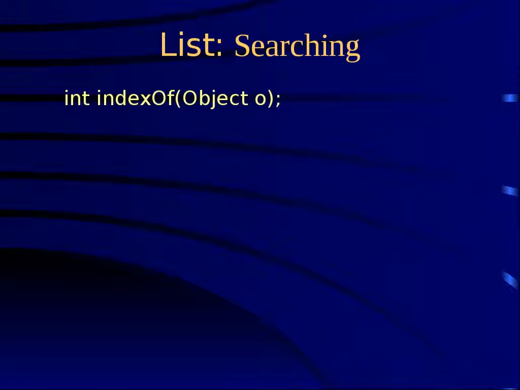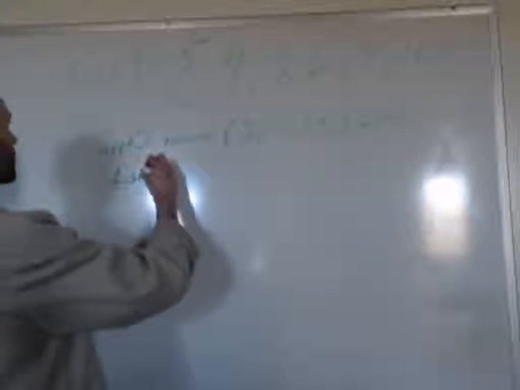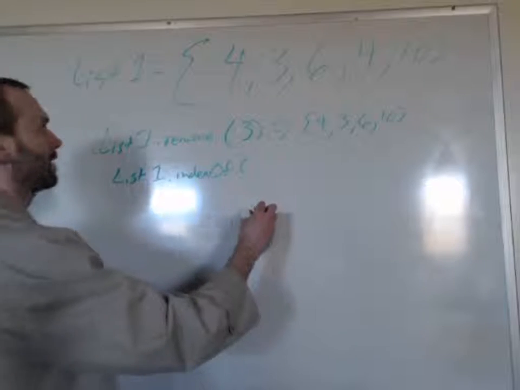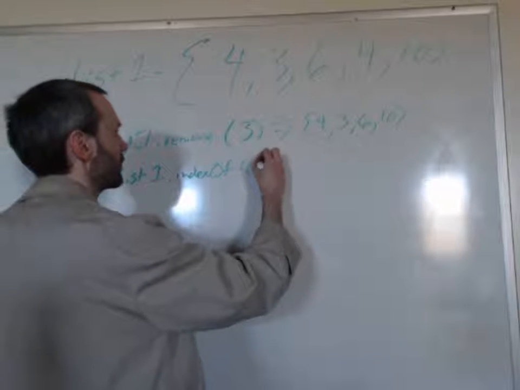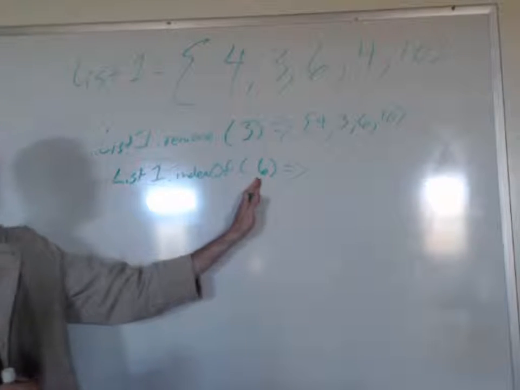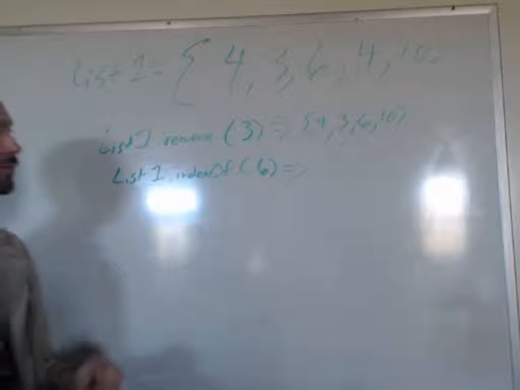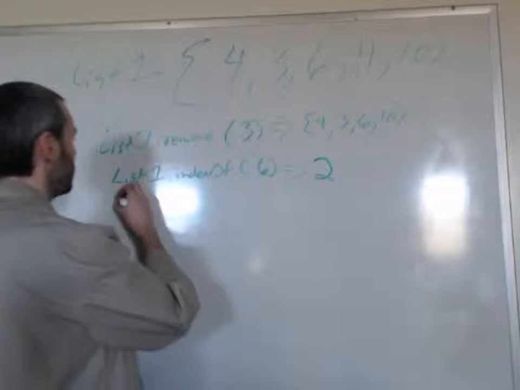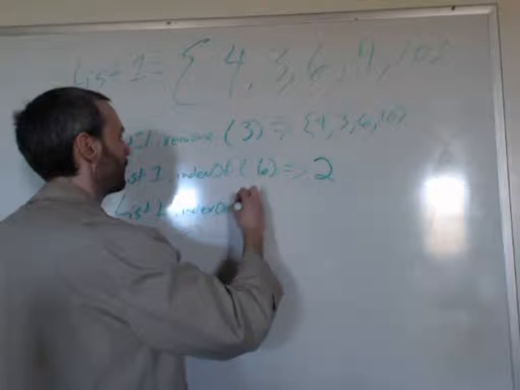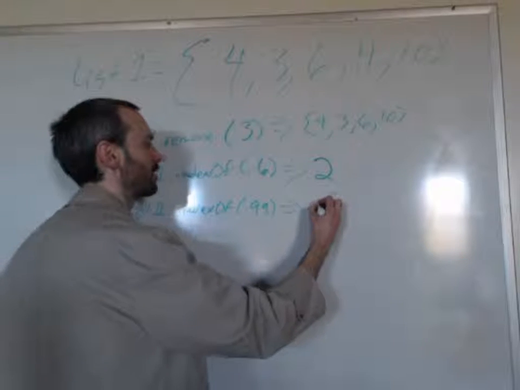Searching. So if you want to do index of, you go list1.indexOf, and we'll pass in 6. What value should that return? Index of is going to give you the index of where that value exists. So that should be 2. If you did list1.indexOf, and we'll say 99, since that is not in the list, the answer will be -1.